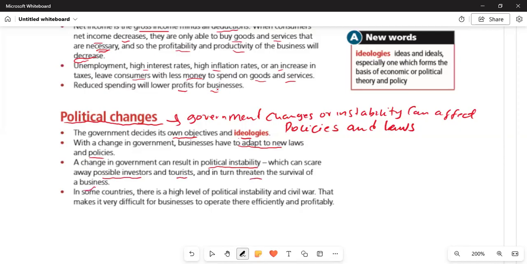Once we have political instability, political unrest, where the country is not stable, there are fights. This is going to discourage investors from investing in such a country, and this is going to affect the business. In some countries, there is a high level of political instability and civil war that makes it difficult for business to operate there efficiently and profitably. So that is that. Let us move on.